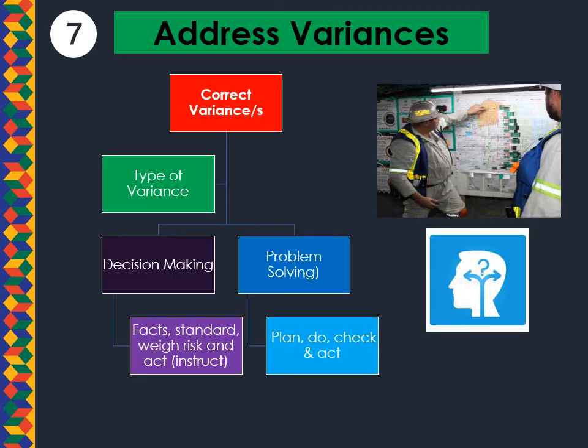Step 7, address variances. Naturally, if variances are positive, the supervisor will recognize the team for that positive variance. Negative or unacceptable variances require immediate action from the supervisor, and this action can be based on whether the variance is a routine one or a non-routine one. For routine standard variances, the supervisor must act decisively and take action. For non-routine, slightly more complex variances, the supervisor must lead a problem-solving approach and take action.